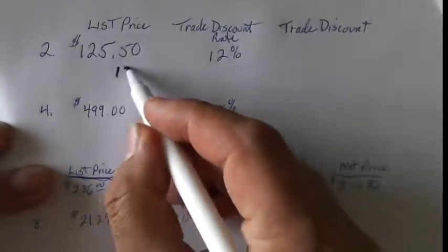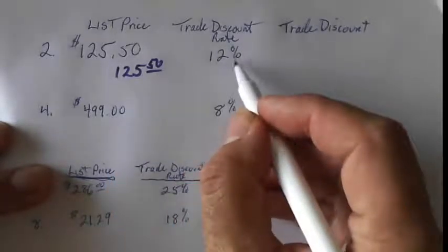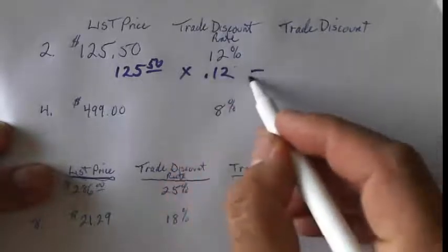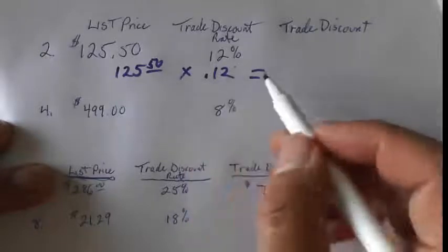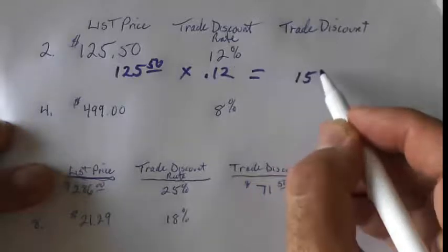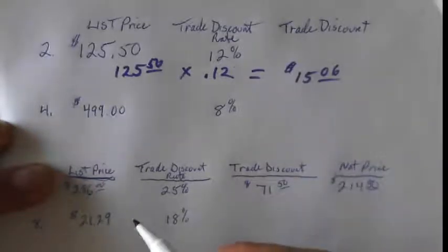So we're going to take the 125.50, convert the percent to a decimal, 0.12, and multiply it through. So it's pretty straightforward. They're just multiplying 0.12 times 125.50, and you're going to get 15.06. Just calculator, pretty much straightforward.